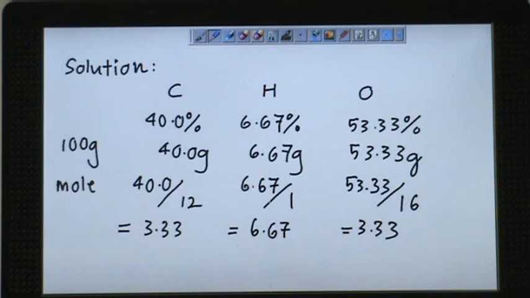So looking at this, we get the simplest ratio. We divide by 3.33, and this one divided by 3.33, you should be able to get 2, and this is 1 to 1. So the empirical formula should be this: CH2O.